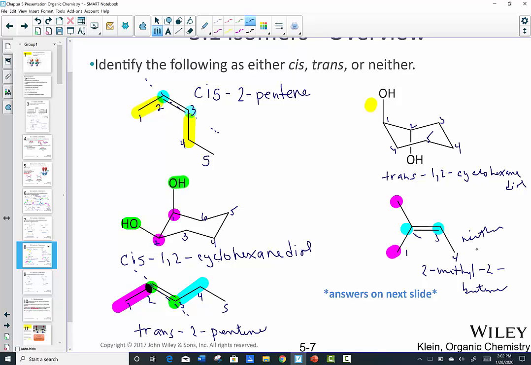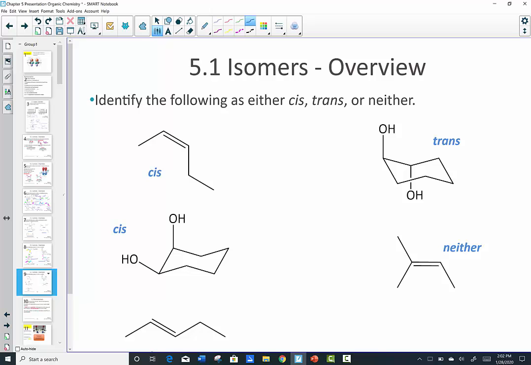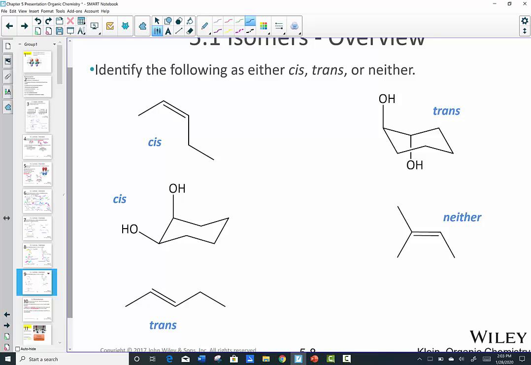And we recognize neither because carbon number 2 had two like groups. Interchanging them would not create any kind of different spatial arrangement. So we labeled them. Here's our check. Cis, cis, trans to the left, trans, and then neither to the right.